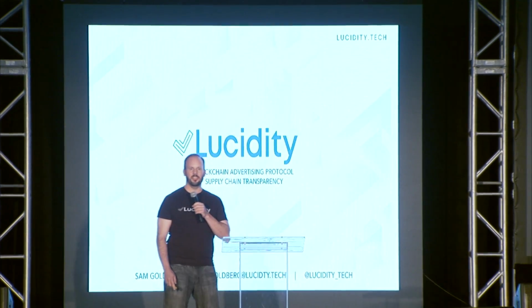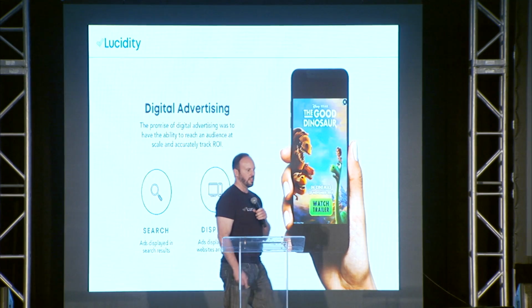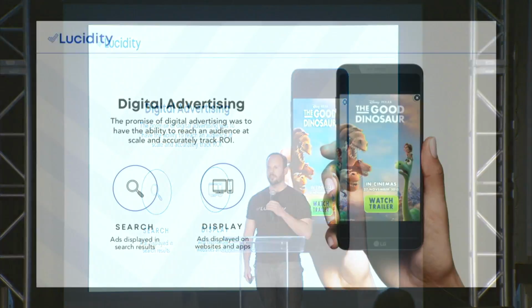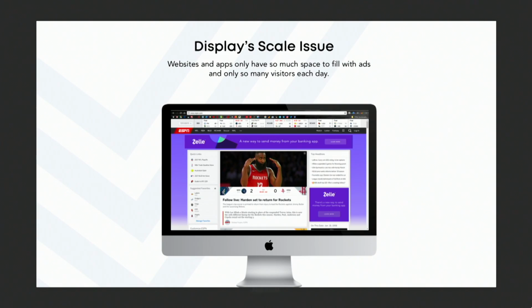Today I'm going to talk to you a little bit about digital advertising. In digital advertising, there's really two forms: search and display. We're going to talk about display advertising today. Display advertising is a type of advertising that goes on apps or websites, whatever you might be enjoying.